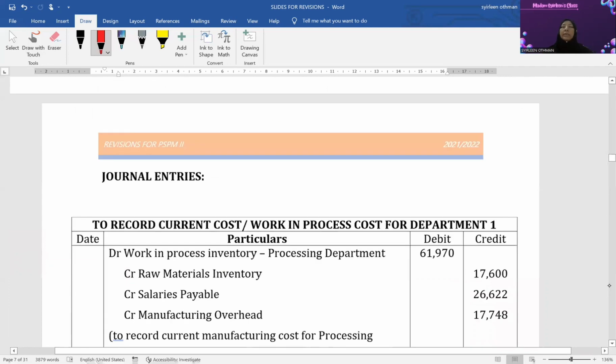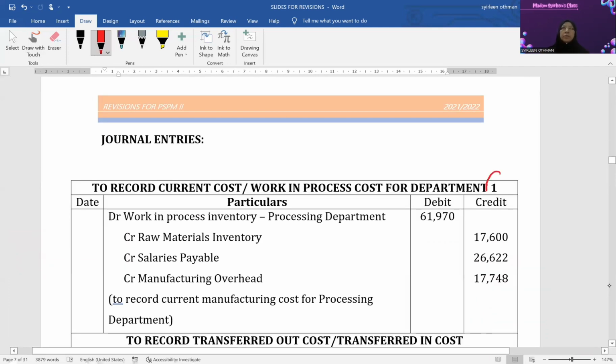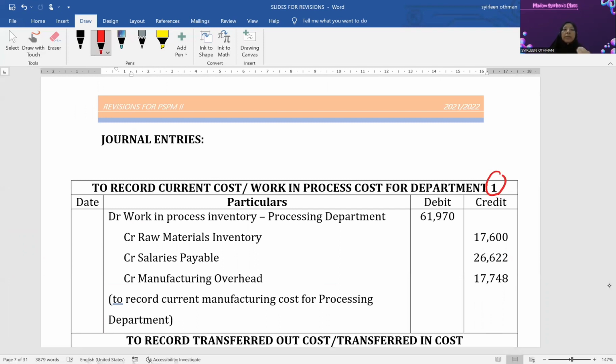Okay, let's say I'm going to do the journal for department 1. Okay, so journal untuk department 1 depends on the requirement of the question. Okay, let's say I want to record the current cost. Current cost maksudnya the production cost yang kita akan bawa masuk ke dalam kilang untuk diproses. So bila kita bawa masuk di dalam kilang, approach dia sama dengan topik 7. Kita akan debit work in process inventory.